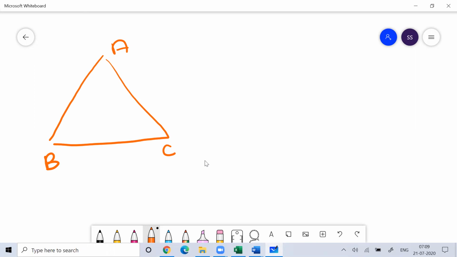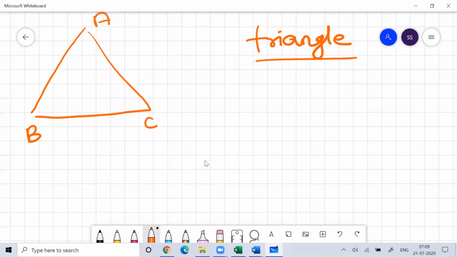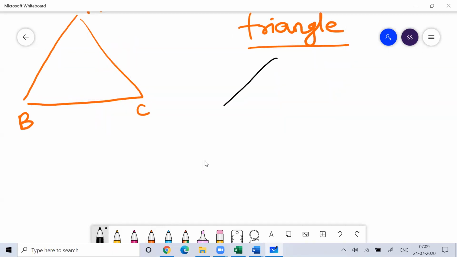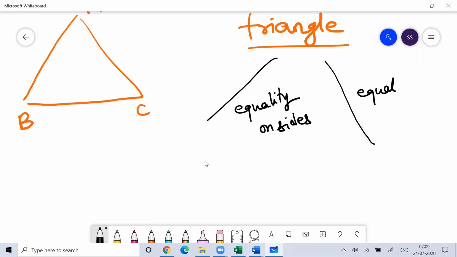Whenever we are trying to understand a triangle, we can understand it based upon the equality of its sides, or based upon the equality of its angles. So there are two ways through which you can understand a triangle: on the basis of sides, or on the basis of angles. If I talk on the basis of sides, a triangle can be of three types.